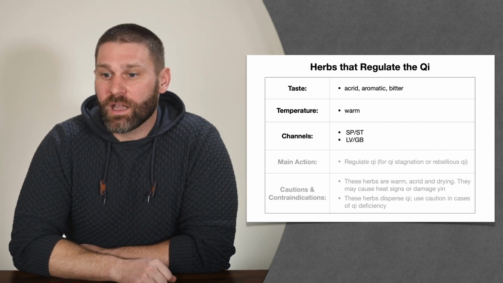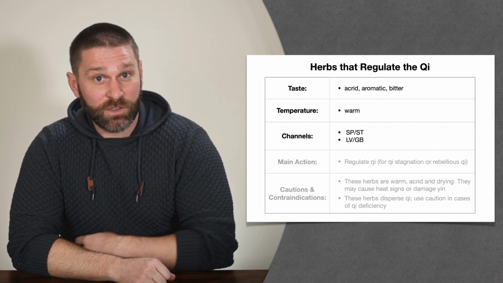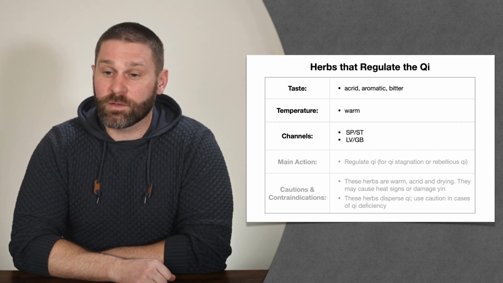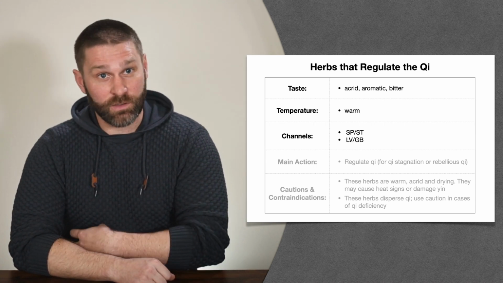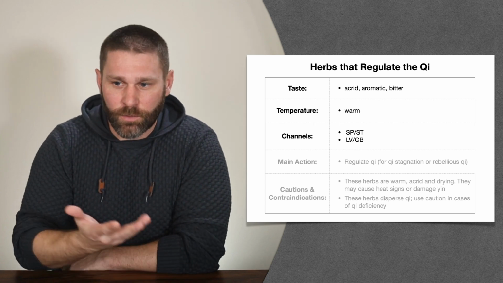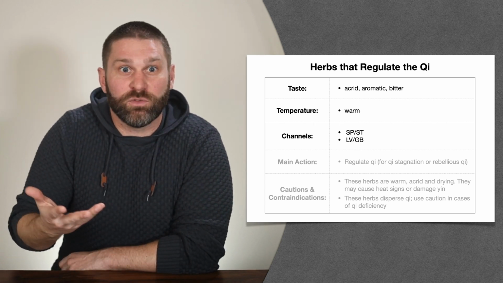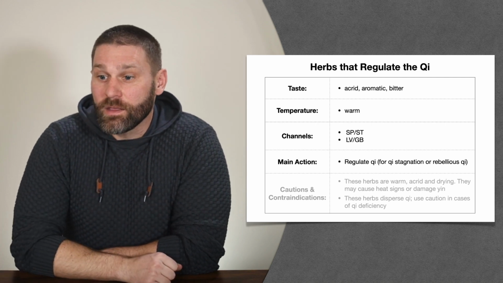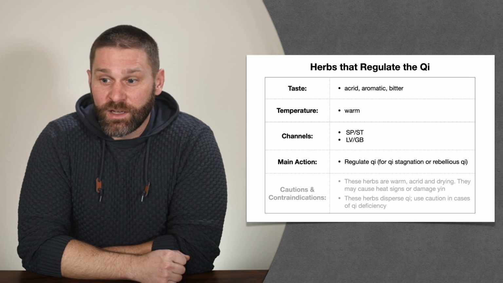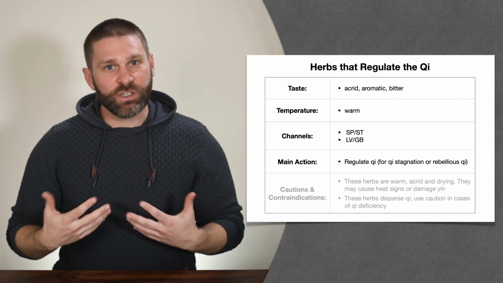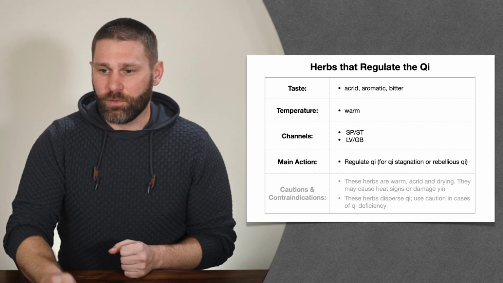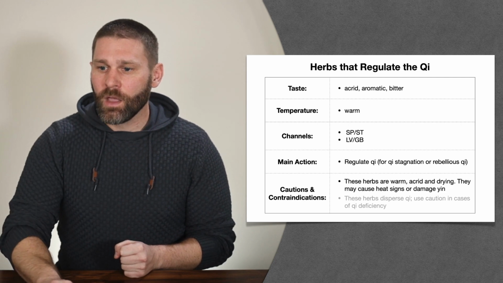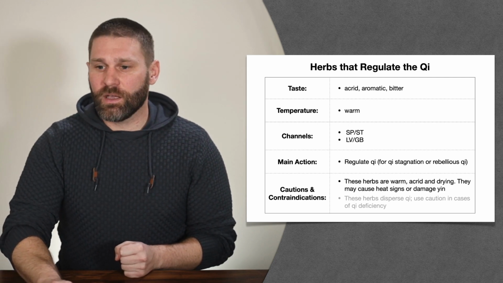In terms of entering channels, these either enter the spleen and stomach channels if they're dealing with middle jiao qi stagnation, or they enter the liver and gallbladder channels if we're dealing with liver qi stagnation. So whichever type of qi we're regulating, those are the channels that we enter. The action of these herbs is they regulate or rectify qi for qi stagnation or rebellious qi. Hopefully that makes sense by now. Cautions and contraindications we want to pay attention to.